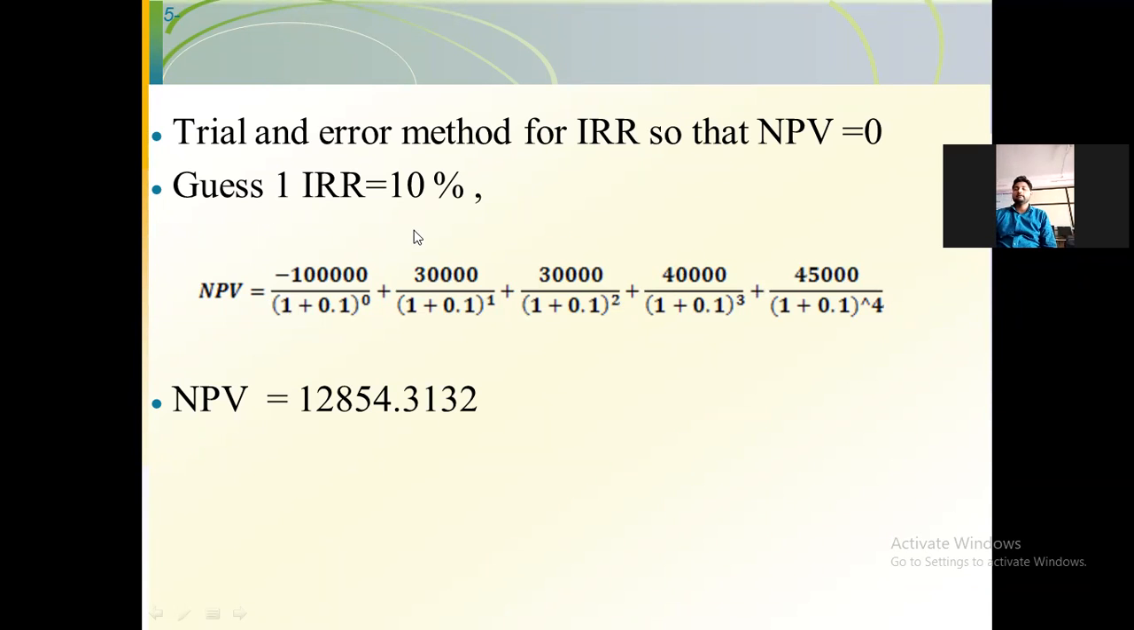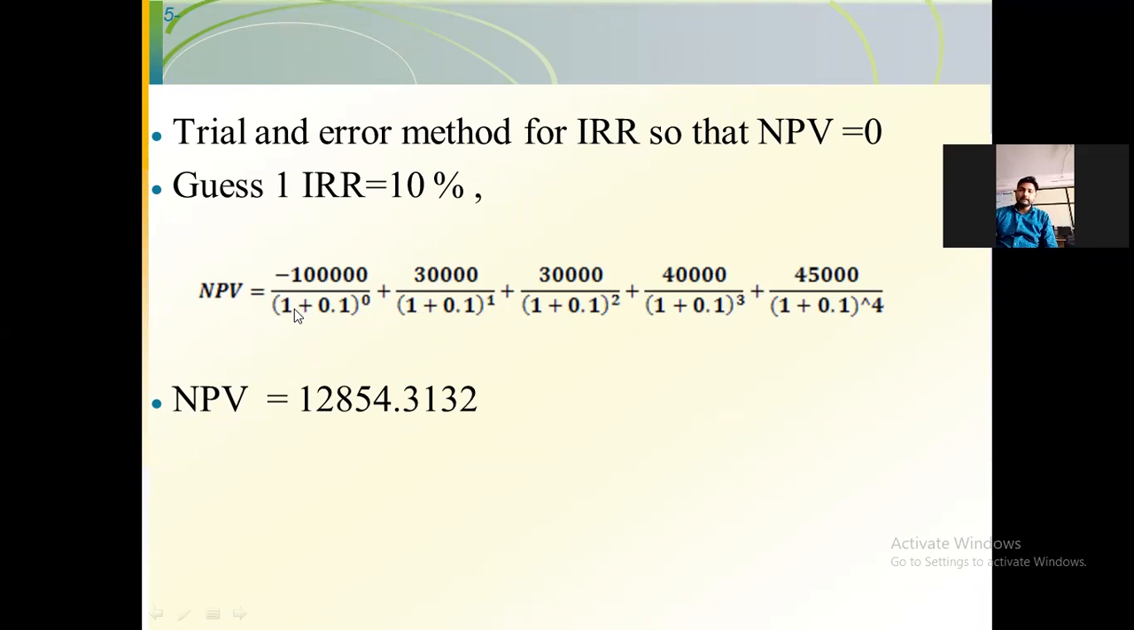Now consider any value of IRR and then do the calculation. First of all, we have considered the internal rate of return for the business equal to 10%, and we have to put this IR here. 10% means 10 divided by 100, so that will be equal to 0.1. After putting 0.1 everywhere the IR is there, we have to perform the calculation.